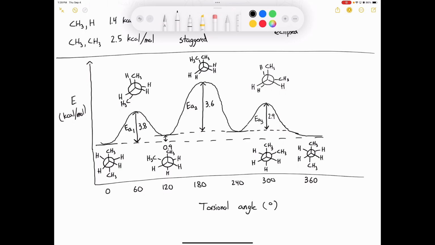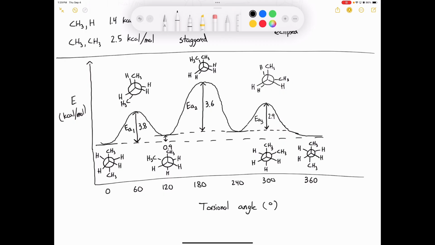So, you see how we rotate all the bonds there, and the energy is changing accordingly. All right. So to kind of put this in perspective, let's watch a little clip.